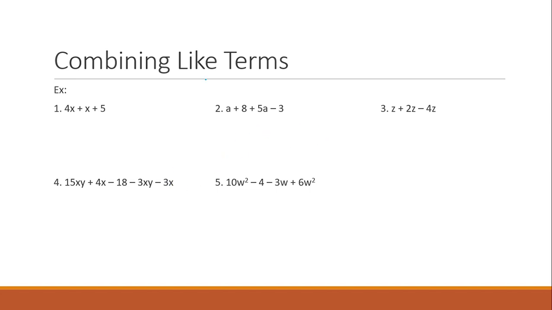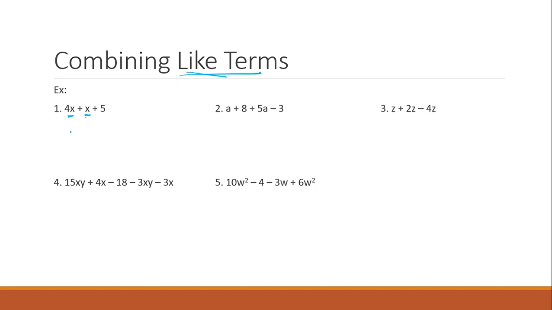What does it mean by like terms? Like terms, meaning, for example, number 1, here we have 4x plus 5. Combining the like terms means that we combine the terms that are the same. Here we have x, and this one we also have x, so we can combine these together. The one without the variable x, or with another type of variable like y, we cannot combine together. Unless it is x, then we can combine together.